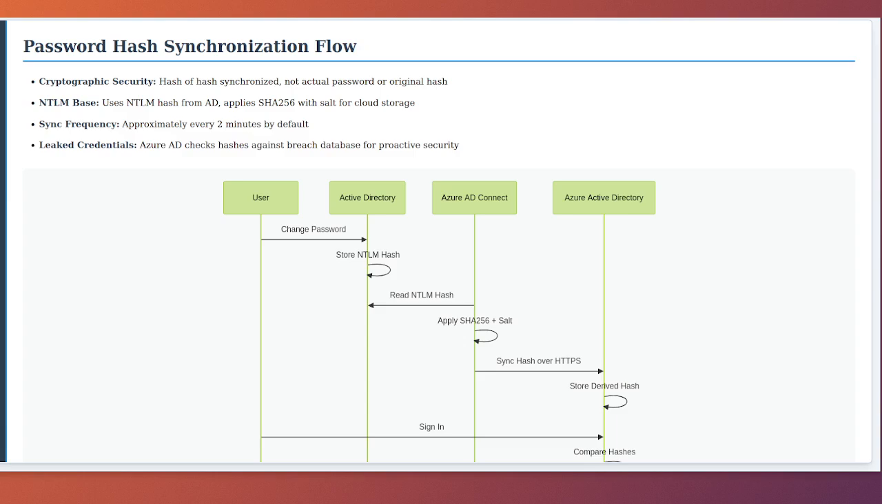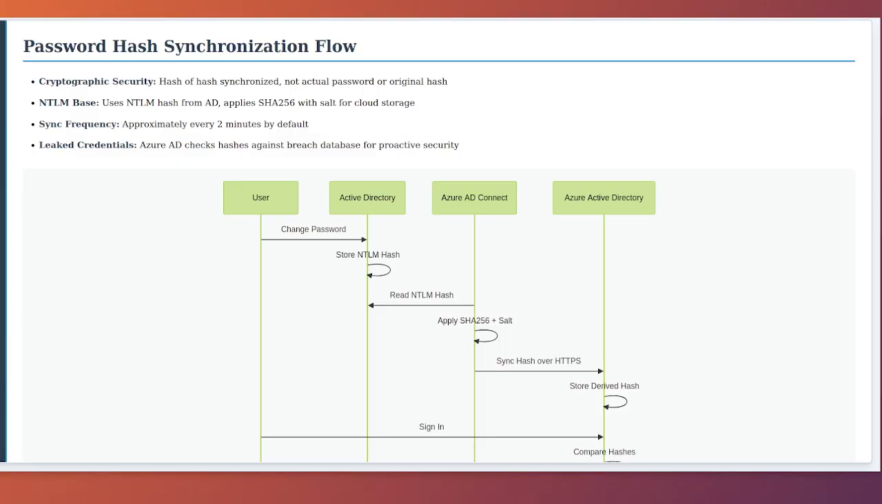The synchronization frequency for password hashes is approximately every 2 minutes by default. This means that when a user changes their password in the on-premises environment, there is a brief window before that change is reflected in Azure AD. During this period, the user would need to use their old password to authenticate to cloud services. Organizations can configure the synchronization schedule, though more frequent synchronization requires more processing resources.